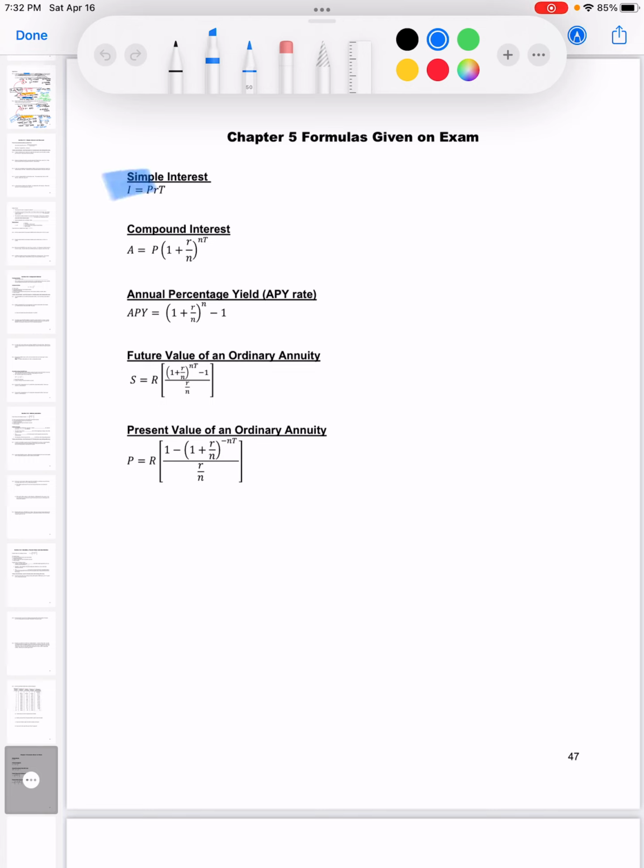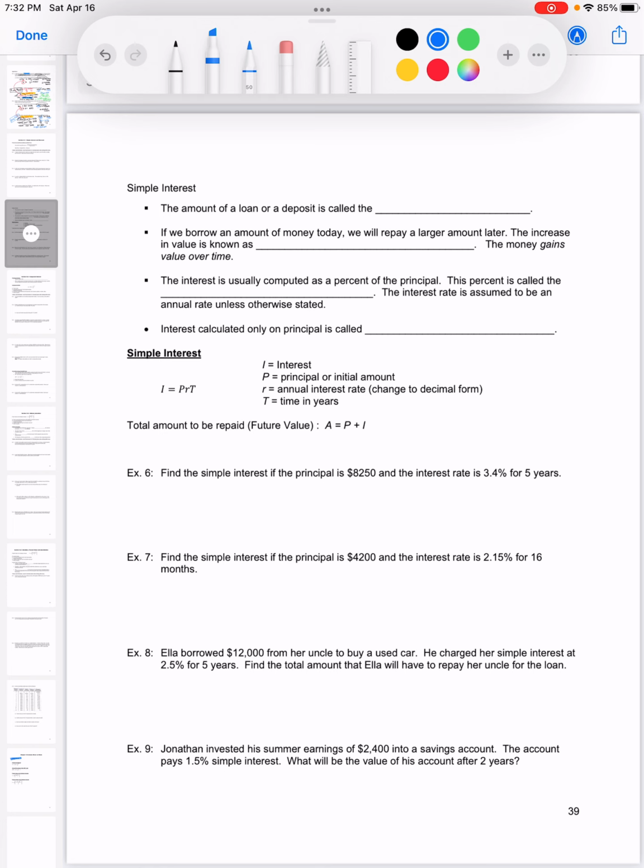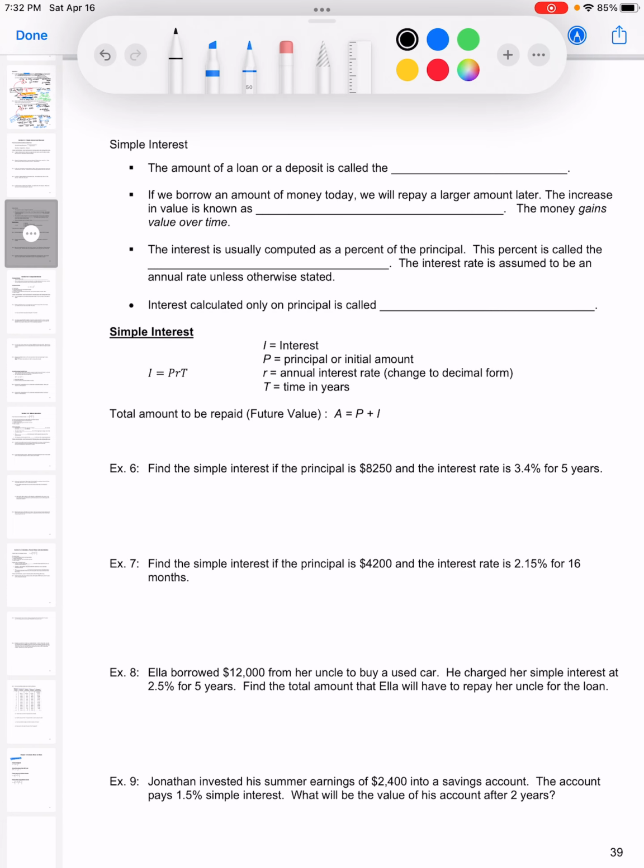So for simple interest, we've got our formula right there that we're going to use. And as you can see, it's the simplest of all the formulas, kind of how it got its name, simple interest. The amount of a loan or the deposit, the amount that we're starting with, is called the principal. And that's going to be P down here in our formula.